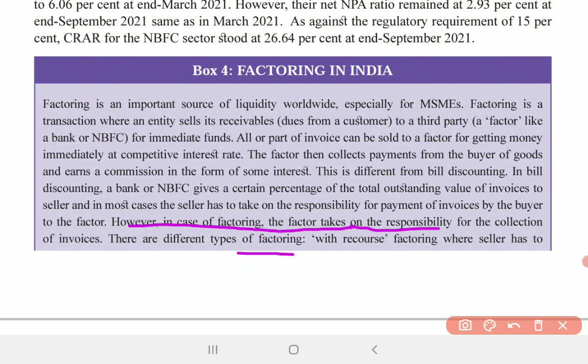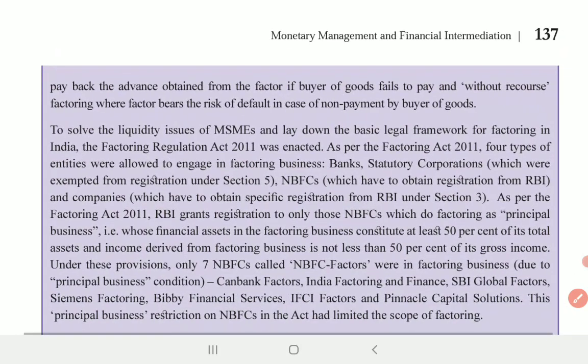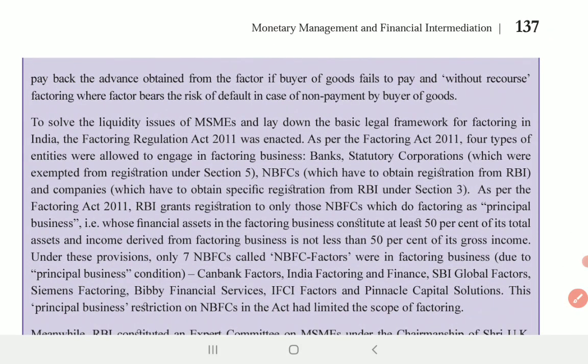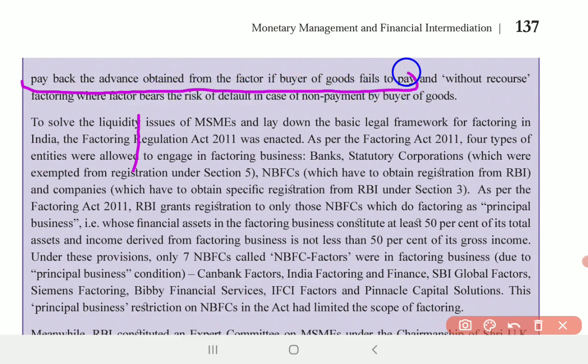But there are also other things. See, there are two types of factoring. One is with recourse. With recourse means the seller has to pay back the advance obtained from the factor if the buyer fails to pay. So here the MSME will take the responsibility. Without recourse means the MSME will not be responsible. Only the factor will be responsible.